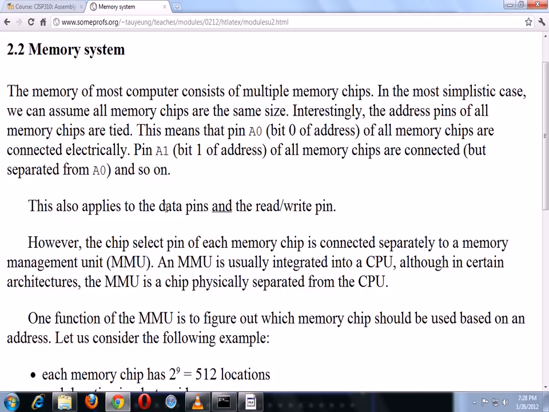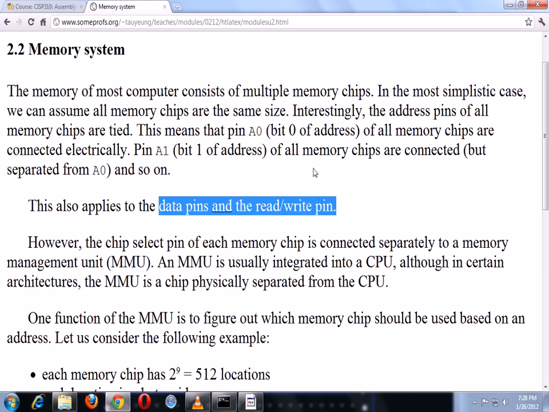All right, and this also applies to data pins and also the read-write pins. In other words, the address lines, the data lines, the read-write line, they are all shared by all the chips. Okay? That seems to be kind of odd, right? The read-write line we can kind of understand, but the data line and the address line being shared by all the memory chips doesn't seem to make any sense. I mean, doesn't that cause problems down the line?